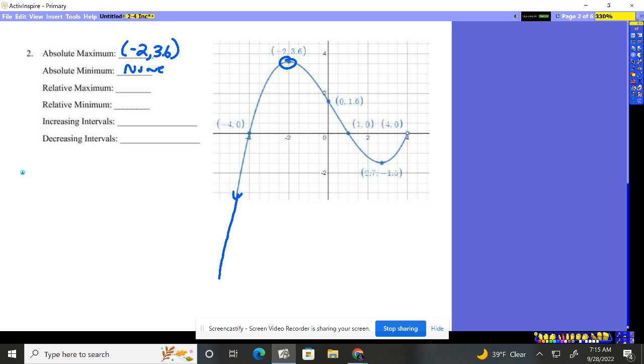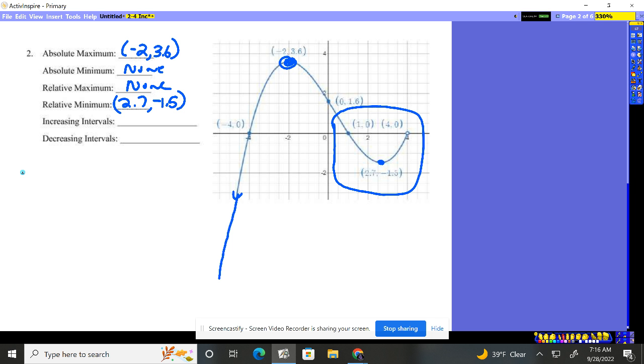But do notice there's a relative minimum. Within this section, we have this low point right here, don't we? And that is going to be your relative minimum, which in this case looks like it's at the point 2.7, negative 1.5. Okay, that's its relative minimum. Relative maximum, there is no relative spot. There's this absolute spot, but there's nowhere else where it sort of has another dip.